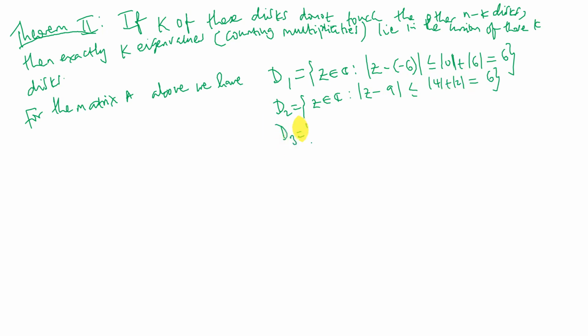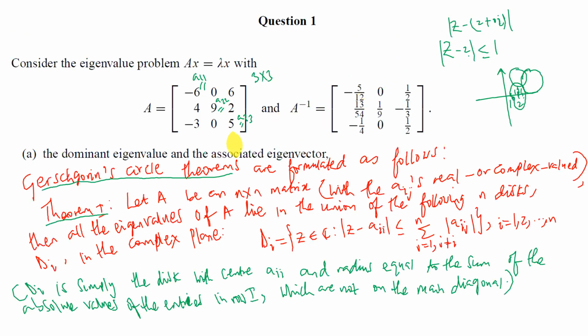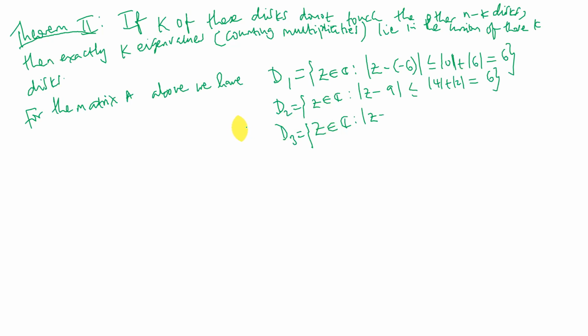Disk number 3, because it's 3 by 3, so it has 3 Gershgorin disks. So we look at the other one, A33 is 5, but the off-diagonal entries along the third row are actually 3 and 0. But you take the modulus, so it's the modulus of minus 3, making it 3. So that's z minus 5 here. And then you take the modulus of minus 3, and also you take the modulus of 0. And the result is 3. So we continue.